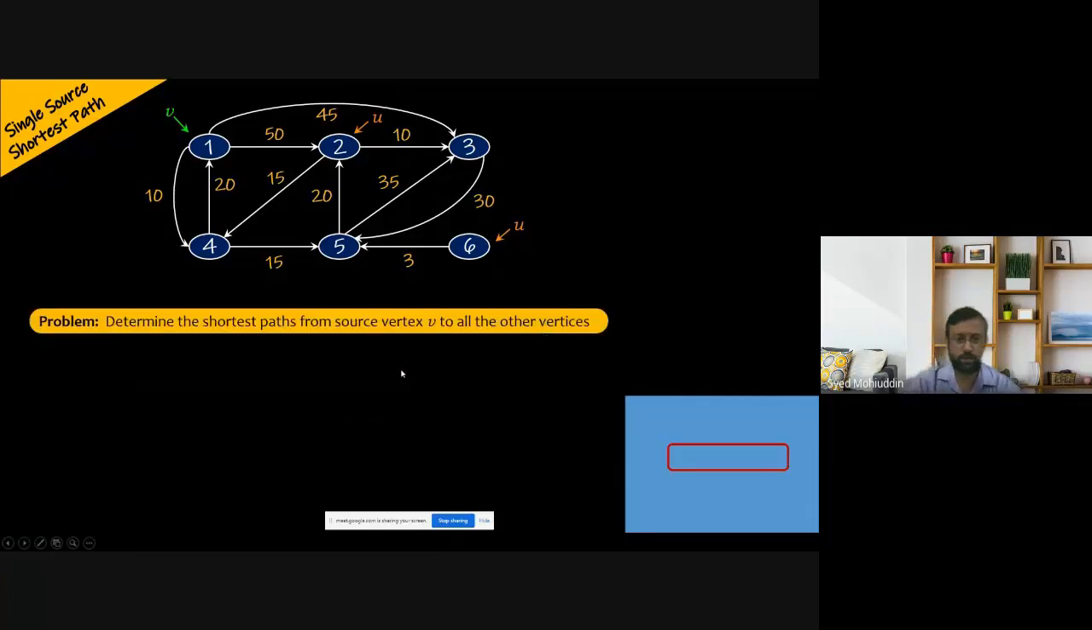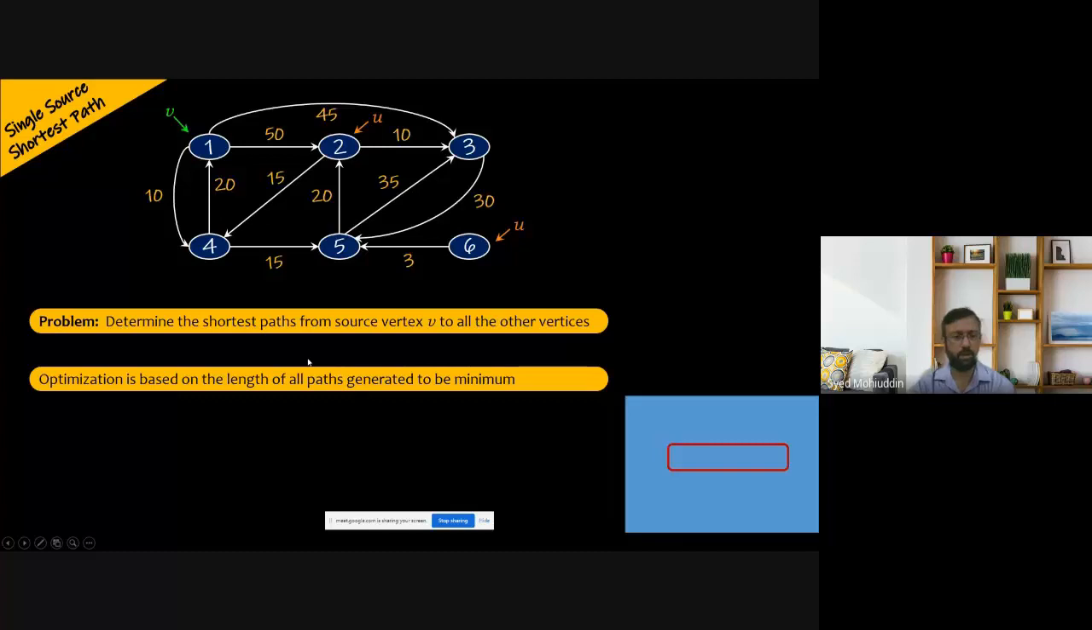Now, let us come back to Dijkstra's algorithm, or the single source shortest path problem. The same thing: determining the shortest path from source node V to all other vertices. Here, the criteria or the optimization part is nothing but that the cost should be minimum.